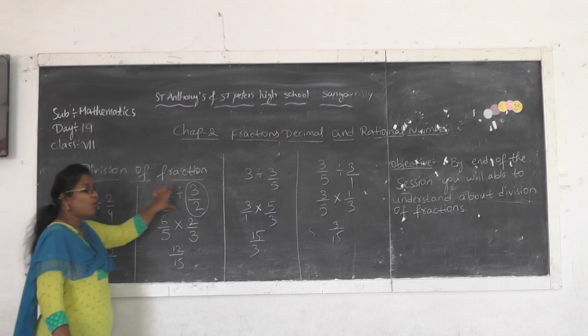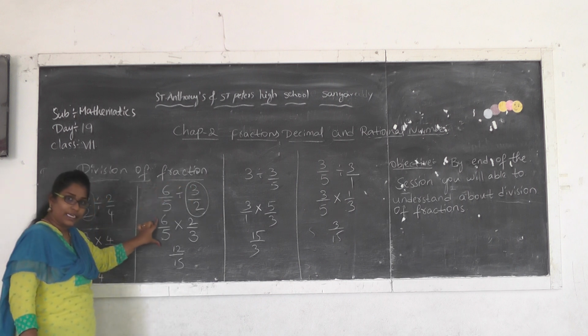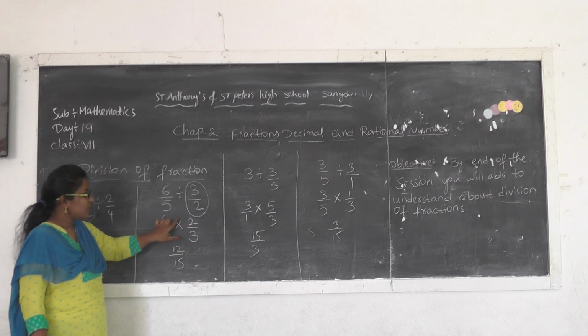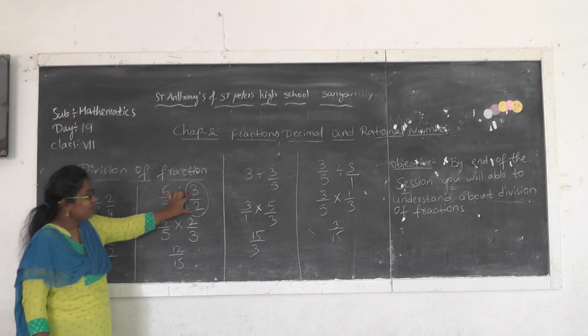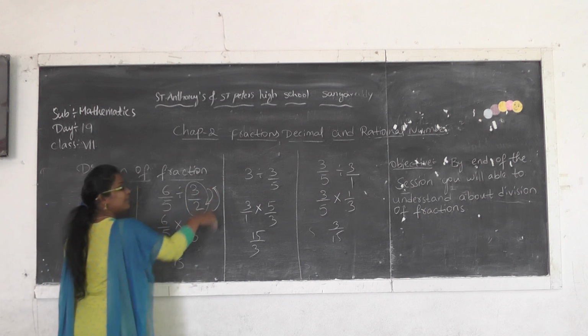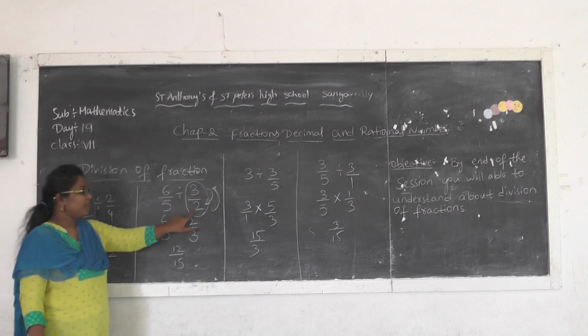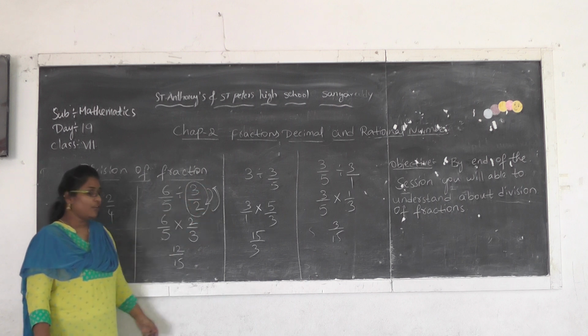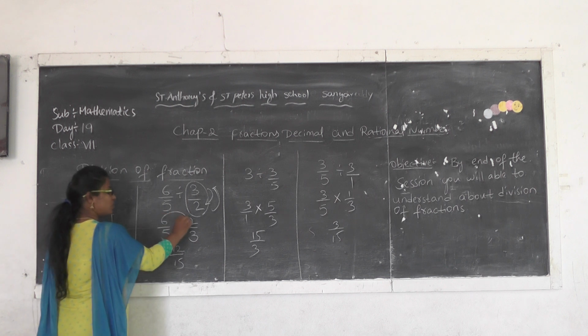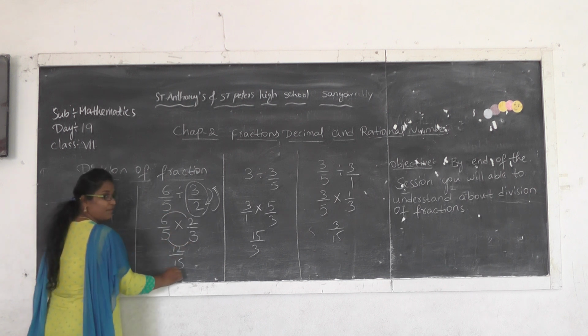Whenever we are dividing two fractions, the first fraction should be written as it is, 6 by 5. Then we change the division symbol into the multiplication symbol. Later we change the second fraction into its reciprocal by interchanging the terms. Numerator should come into denominator, and denominator should be written in the place of numerator. So 2 by 3. Now you know how to multiply: 6 2s are 12, 5 3s are 15.